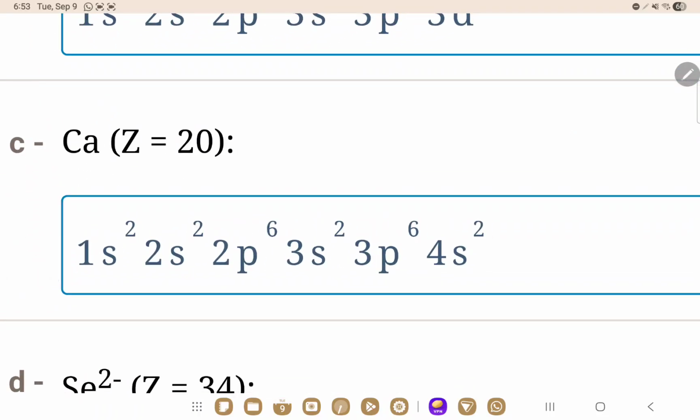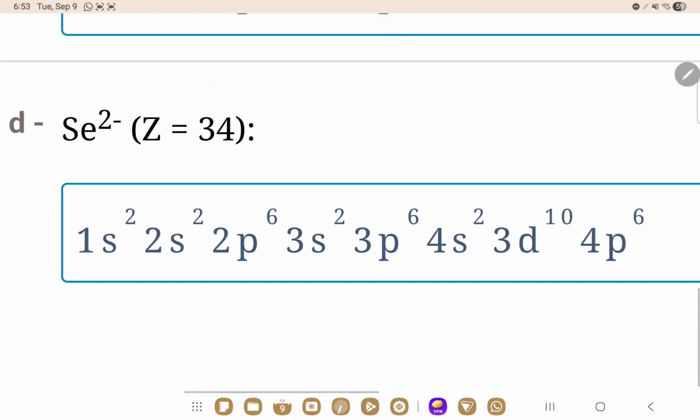Calcium, we just continue it normally. Here till here was given again. These are 18. 20 minus 18 gives us 2, so we only need to continue 4s2. Now we have 20 electrons. Moving on.